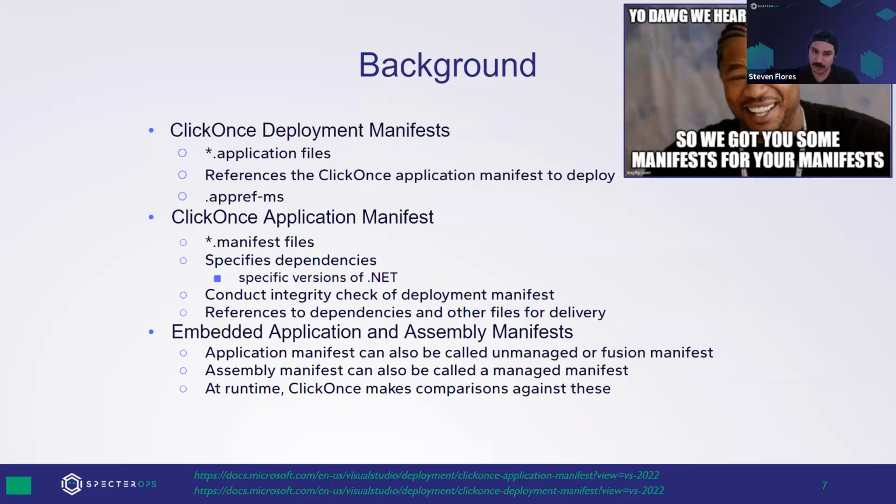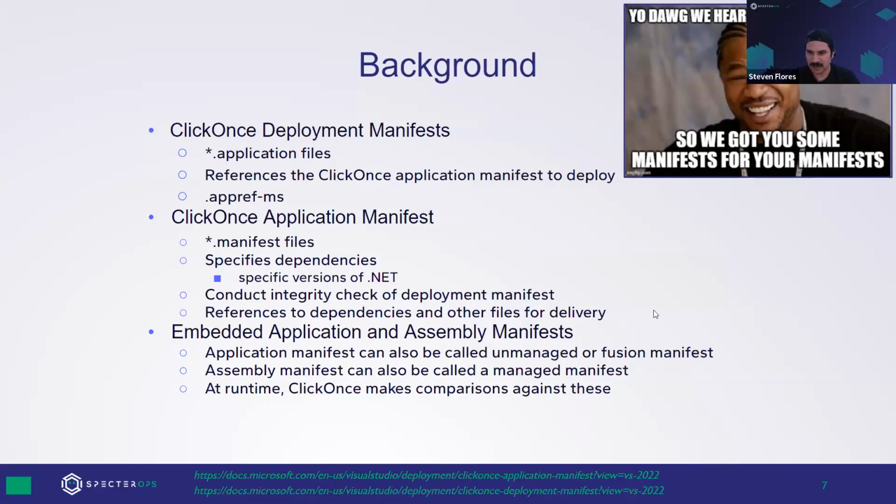In addition to the deployment manifest, we also have the application manifest, which is annotated by the .manifest file. This is where the ClickOnce deployment finds out all of the specific versioning, dependencies, and files that need to be installed alongside the rest of the ClickOnce application when it's been deployed. This will also conduct integrity checks against the deployment manifest to make sure that everything adds up and all the files are as they should be. Every file that needs to be delivered will be part of this.